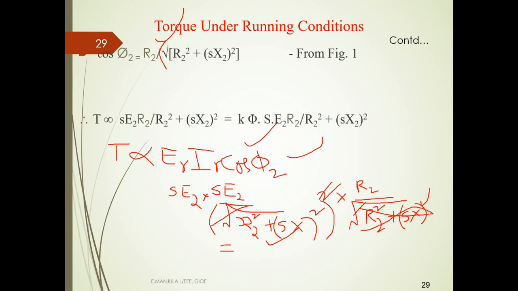So here what happens? This is E2 and this is I2. So I2 is equal to S into E2, directly we can write it. So here this and this will get cancelled. Now the total equation you will get is S into E2 square into R2 divided by R2 square plus Sx2 whole square.